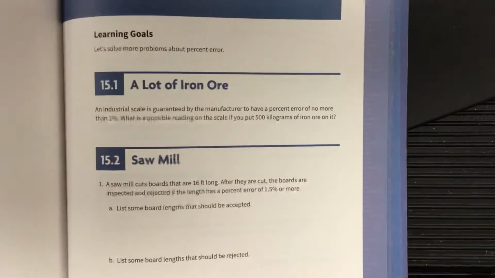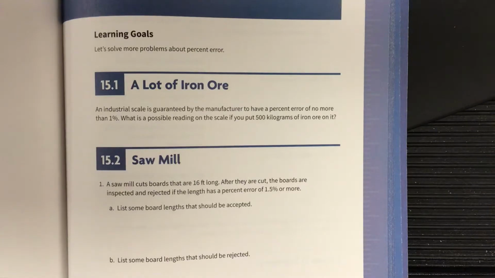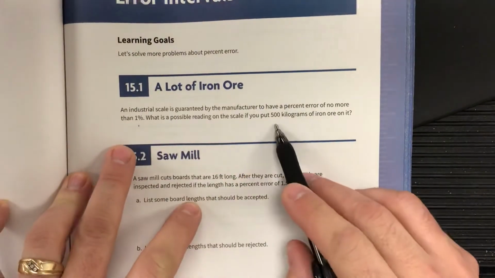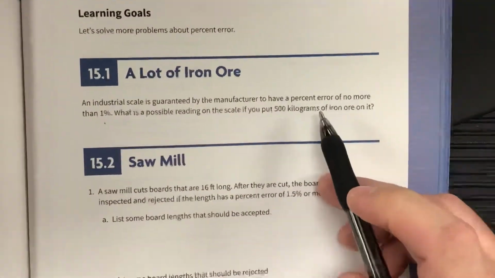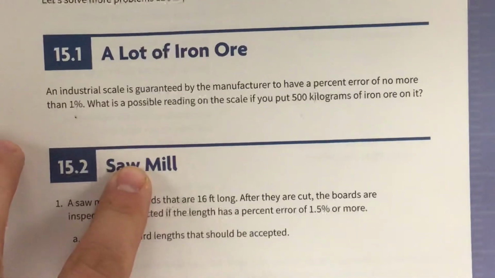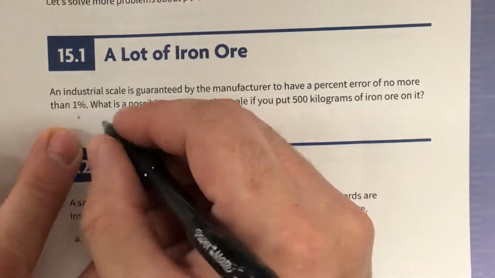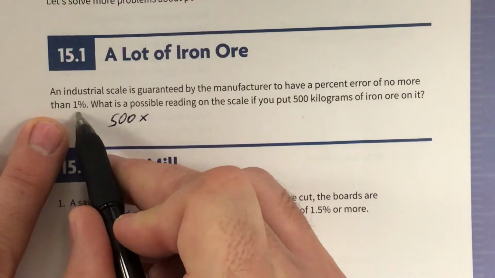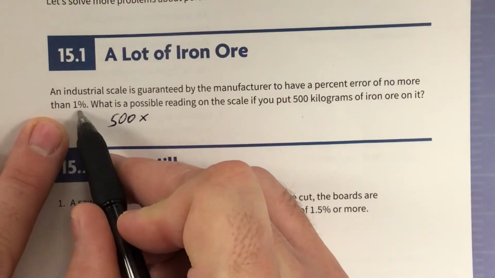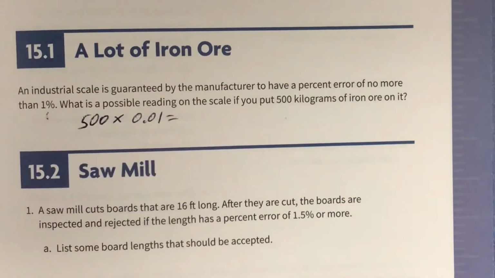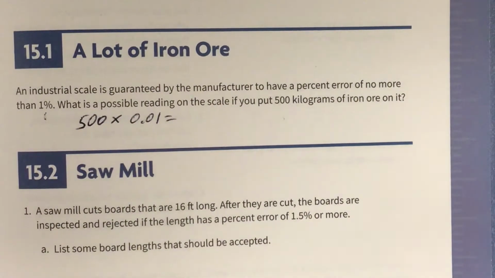So here we're allowed 1% air. So I've got to figure out how much leeway that gives me. I've got to figure out 1% of 500. Anybody know how I'd figure that out? How do I figure out 1% of 500? Move the decimal over 2 spots. Because I'm taking 500 times, what's 1% as a decimal? 0.01. So what is 500 times 0.01, or if you just move the decimal 2 spots to the left?